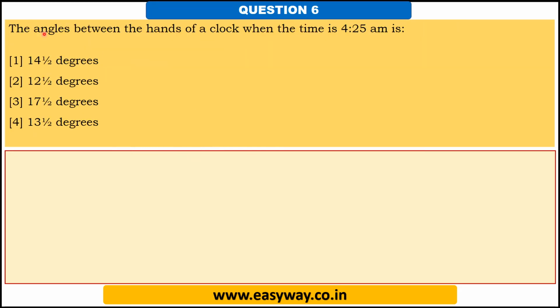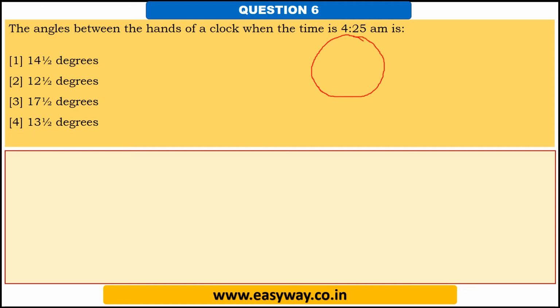The next question is: the angle between the hands of a clock when the time is 4:25 a.m. Now, similar types of questions we have solved in previous parts. Now we'll solve this once again. Here they have told us to find the angle at 4:25 a.m. Now let us say this is a clock.